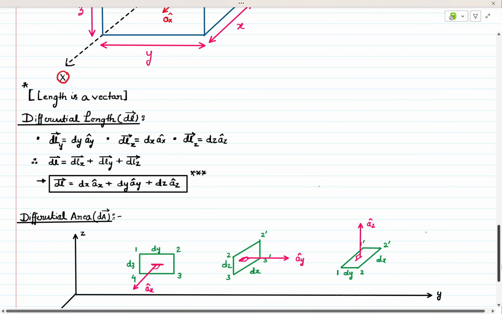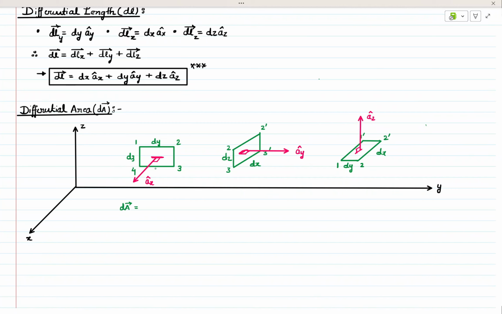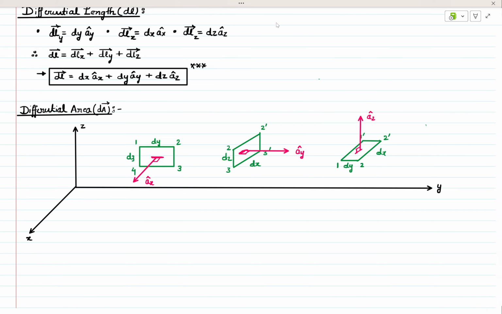Now tell me, what is the area vector in the direction of x, which has been drawn over here? What is the area vector that has been directed in the direction of x? Okay, this area vector is nothing but the magnitude, that is dy dz, magnitude in the direction of x.